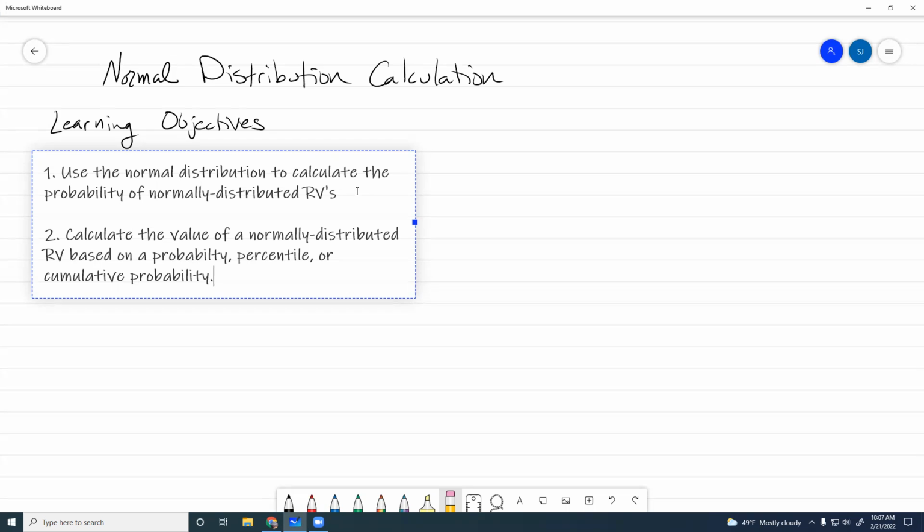But you can imagine, the example from that video is our heights. And so it's like, well, what is the height associated with the 95th percentile? 95% of people are shorter than this height. And so that's the inverse problem that we would calculate.